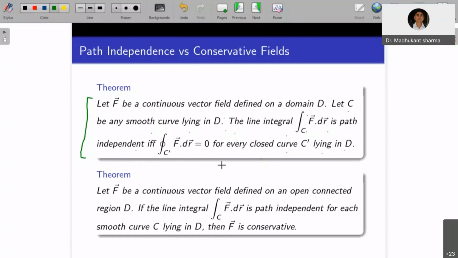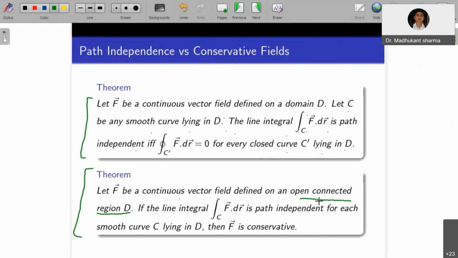Now, the next result you have to take as it is at present, because it is going to use Stokes theorem. That will be the last theorem for this vector calculus, Stokes theorem. Whenever we do that, this result will be proved. However, what it says is: if F is a continuous vector field defined on an open connected region.